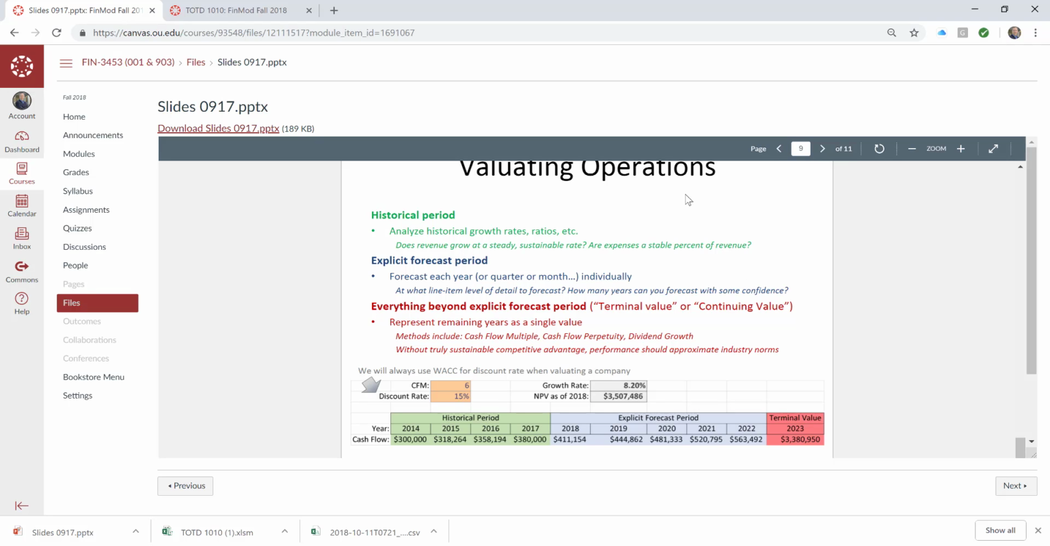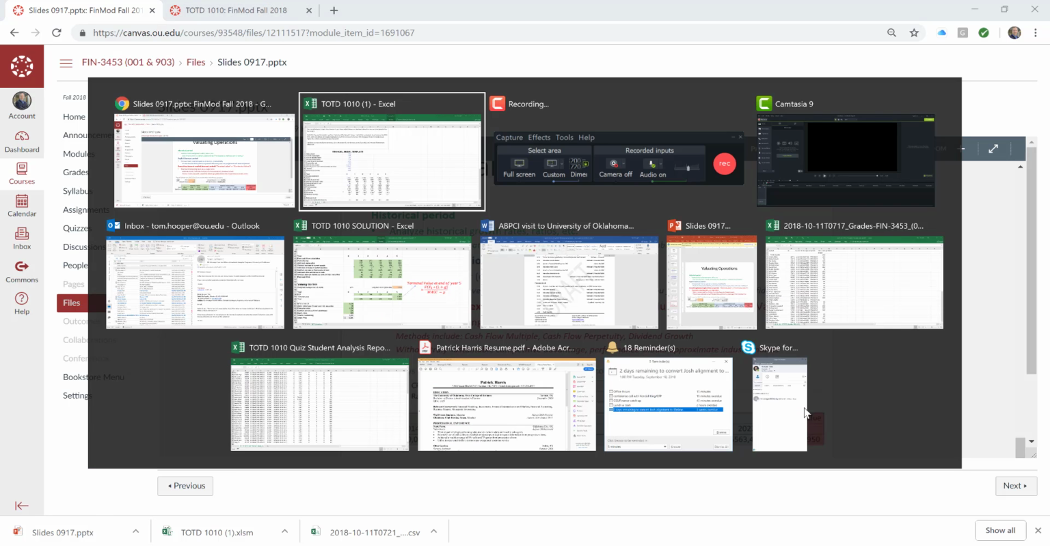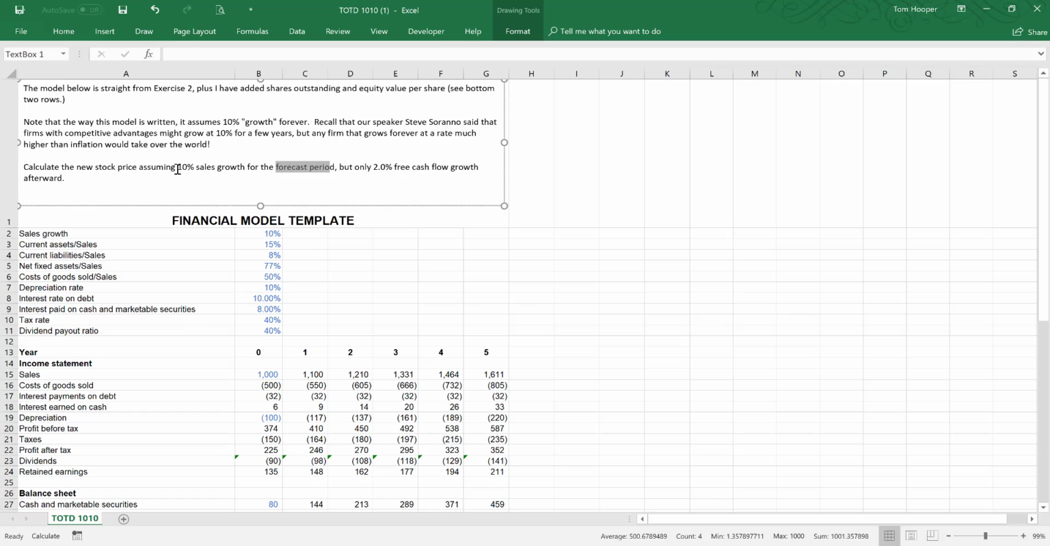Recall from exam 1 this slide in slides September 17. Throughout the module 1, we talked about a historical period, an explicit forecast period, and a terminal value. We used the historical period to get the forecast for a few years, and then after a few years we just lumped everything else into this bucket called terminal value. So apply that concept to this problem. I'm saying go ahead and grow at 10% through the forecast period, but after that, for the terminal value, use the 2% free cash flow growth.